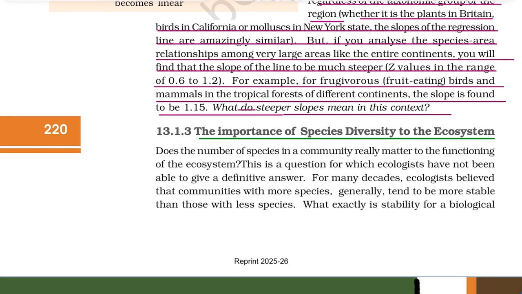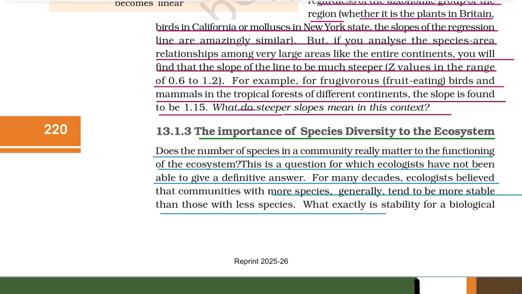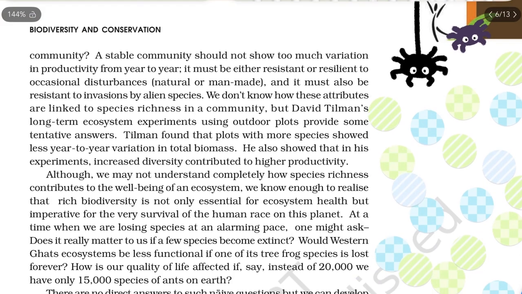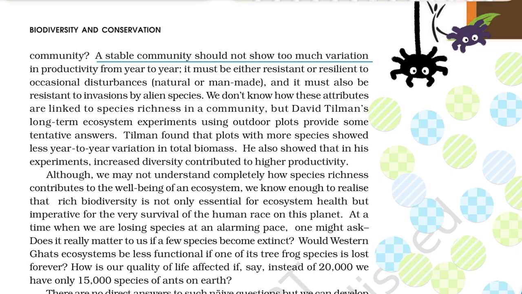The importance of species diversity to the ecosystem. Does the number of species in a community really matter to the functioning of the ecosystem? This is a question for which ecologists have not been able to give a definitive answer. For many decades, ecologists believed that communities with more species generally tend to be more stable than those with fewer species. What exactly is stability for a biological community? A stable community should not show too much variation in productivity from year to year. It must be either resistant or resilient to occasional disturbances. And it must also be resistant to invasion by alien species.